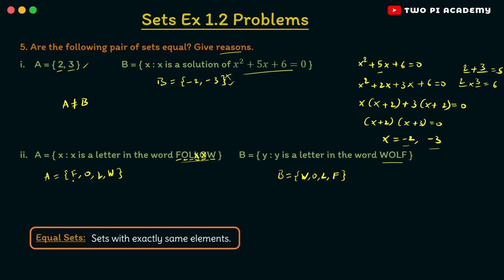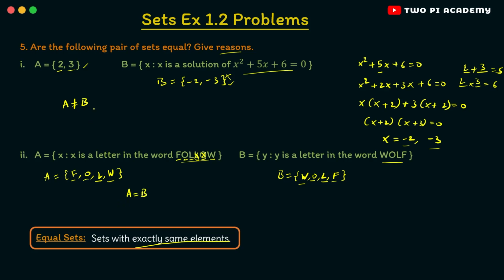So we'll compare the elements. First set has F and the second set has F. First set has O and the second set has O. First set has L and the second set also has L. And finally, both of these have W. So what does that mean? They have exactly the same elements. Hence, you can write capital A is equal to capital B.